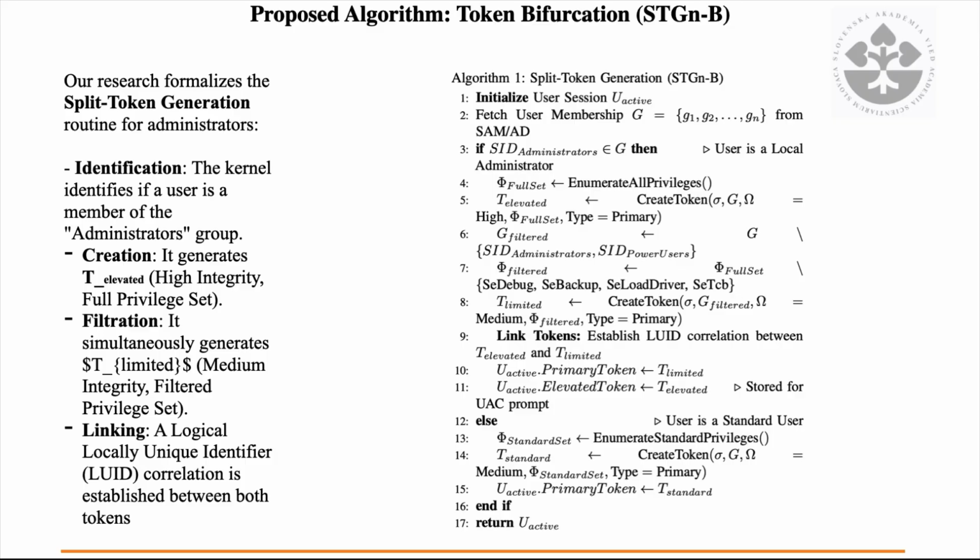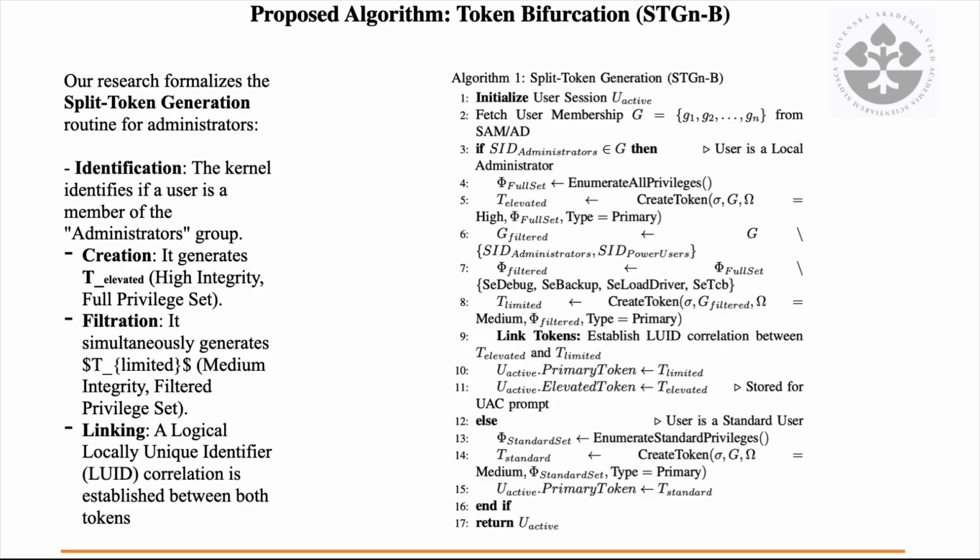Now, our proposed algorithm. This is the token bifurcation. Briefly, we split it into 4 main parts. So let's say the first part is the identification process. The kernel identifies if a user is a member of the administrators group, and if not, it should reject that. But let's go slow so far. And the generation, it creates the T elevated, the high integrity full privilege set.